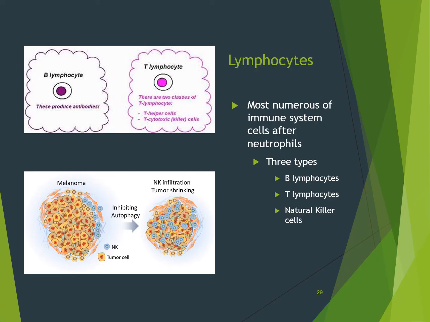There are three types of lymphocytes that we're going to talk about in this discussion, and they are the B lymphocytes, the T lymphocytes, and the natural killer cells. The natural killer cells are predominantly the ones that will attack tumor cells. You can see in this bottom one here, I just put a little image to remind us that the natural killer cells are typically the ones that attack tumor cells.